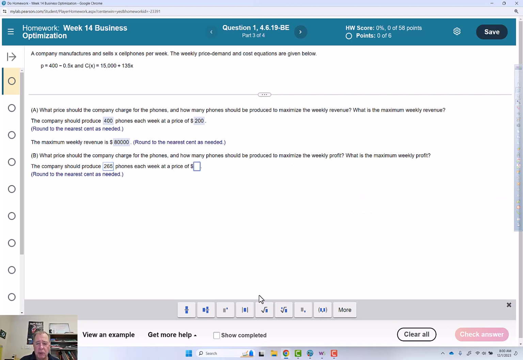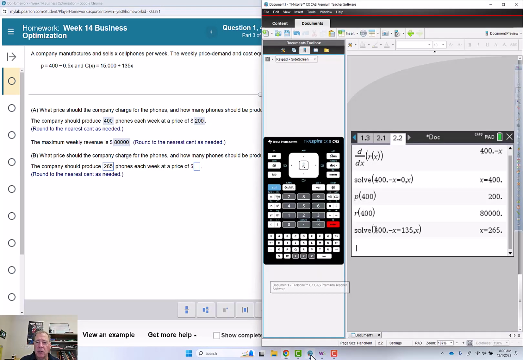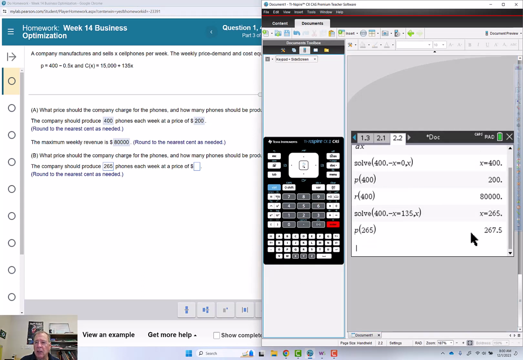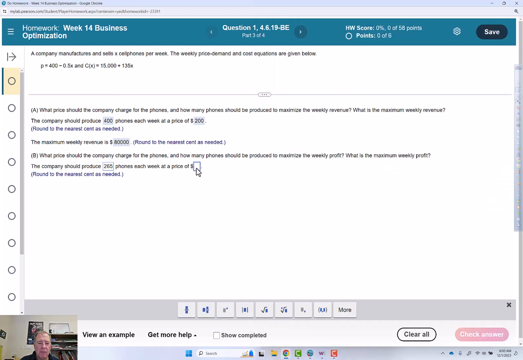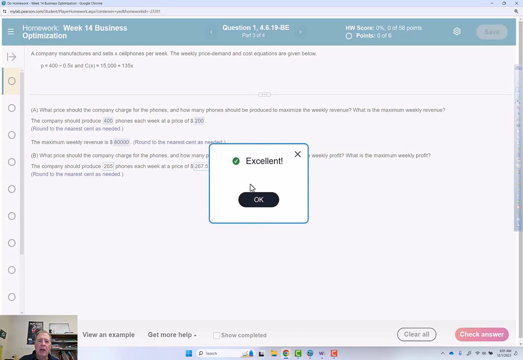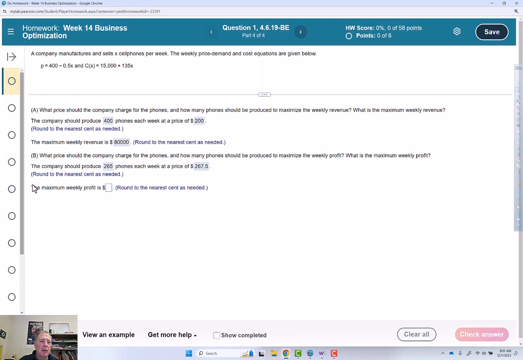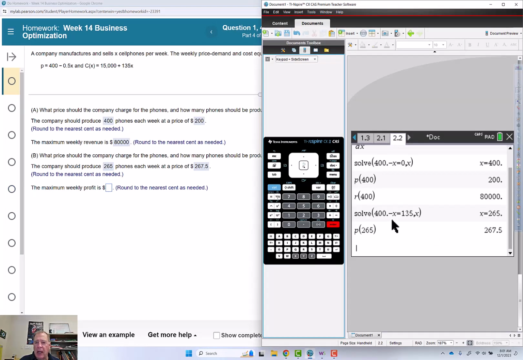So fewer phones for more profit. Then what should my price be? That's the demand curve. Price at 265 phones should be $267.50. And even though it says round to the nearest cent, we can leave it at 267.5. Or you can put in 50 if you want. Excellent.